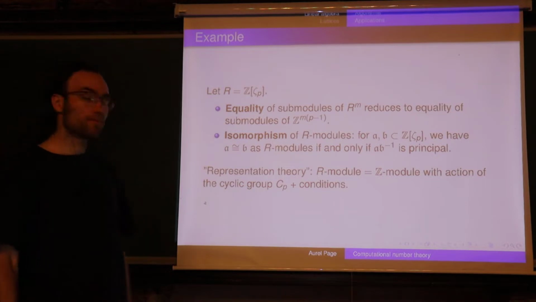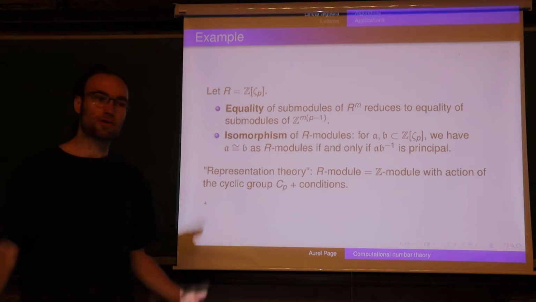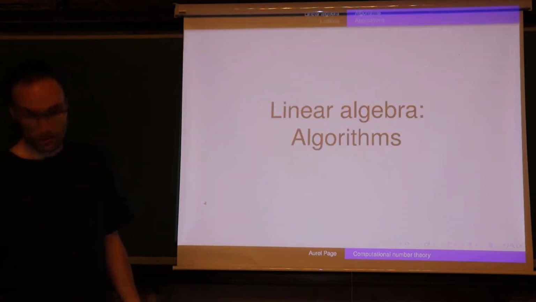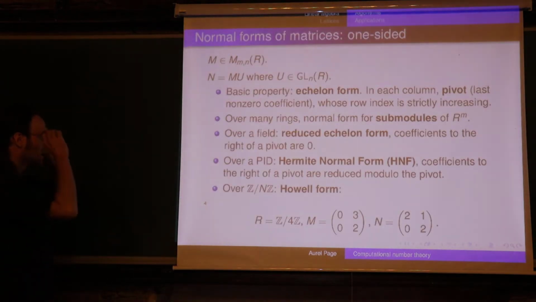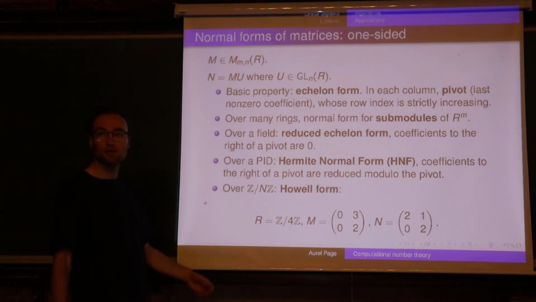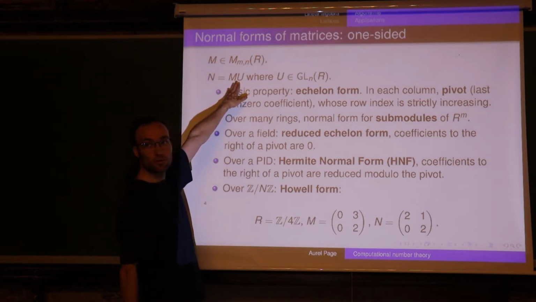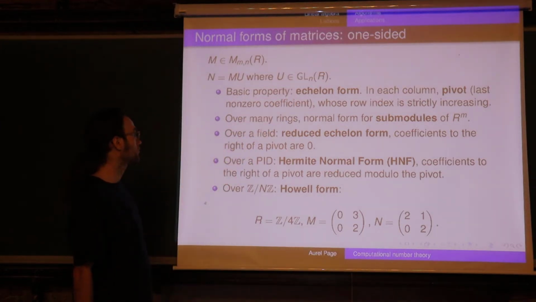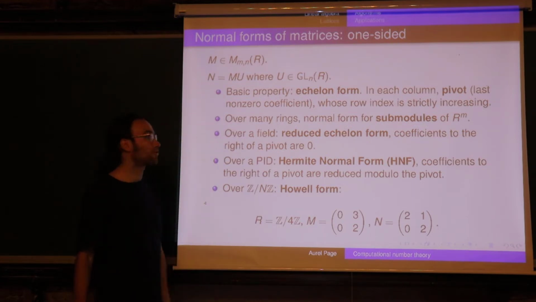Most of these problems are solved by using normal forms of matrices, so I will discuss a variety of normal forms in the algorithms. The first kind of normal form that we have is what I call a one-sided normal form, meaning you have your input matrix and you're allowed to multiply it on one side by invertible matrices, by invertible operations, and you want to make it into some kind of normal form.